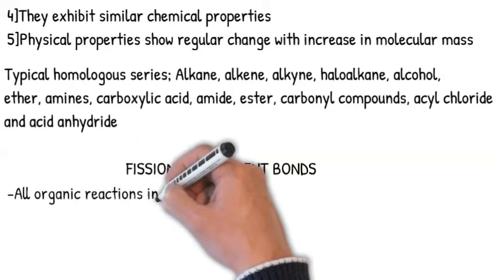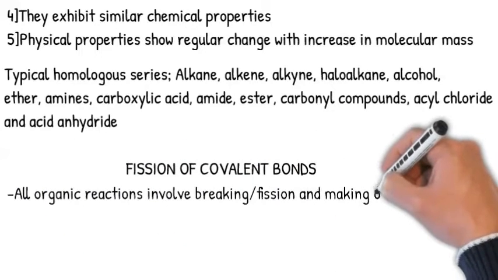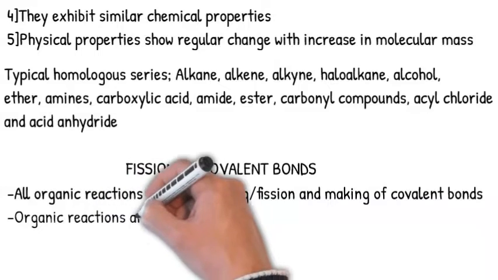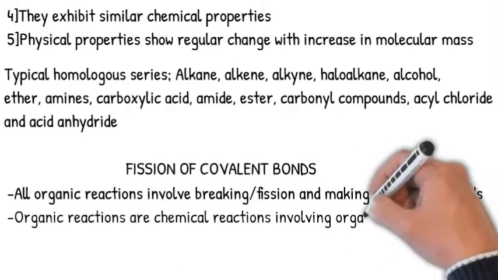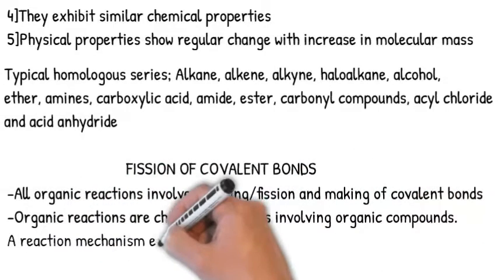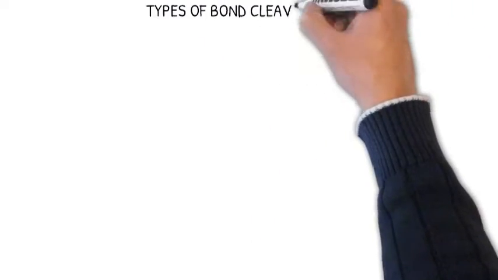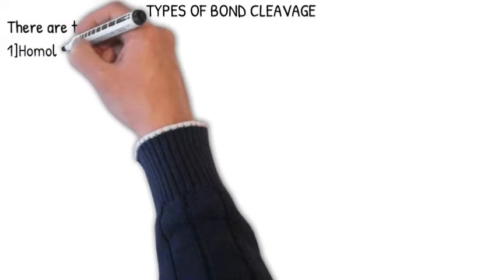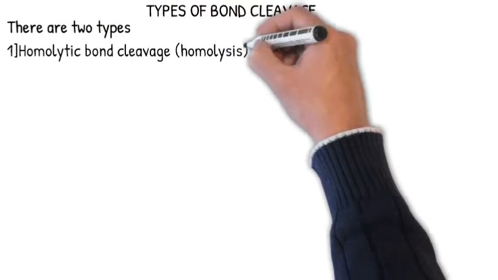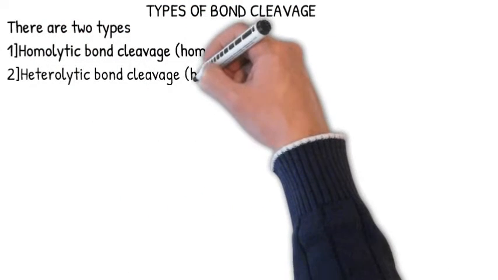All organic reactions involve breaking or fission and making of covalent bonds. Organic reactions are chemical reactions involving organic compounds. A reaction mechanism explains how reactants become products. Types of bond cleavage. There are 2 types: homolytic bond cleavage, homolysis; heterolytic bond cleavage, heterolysis. Number 1.